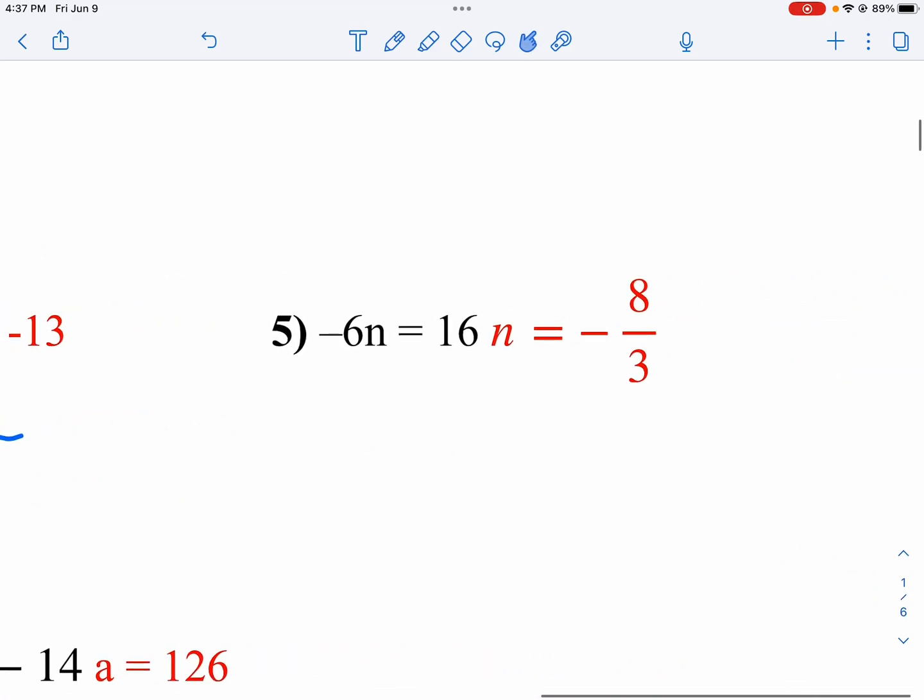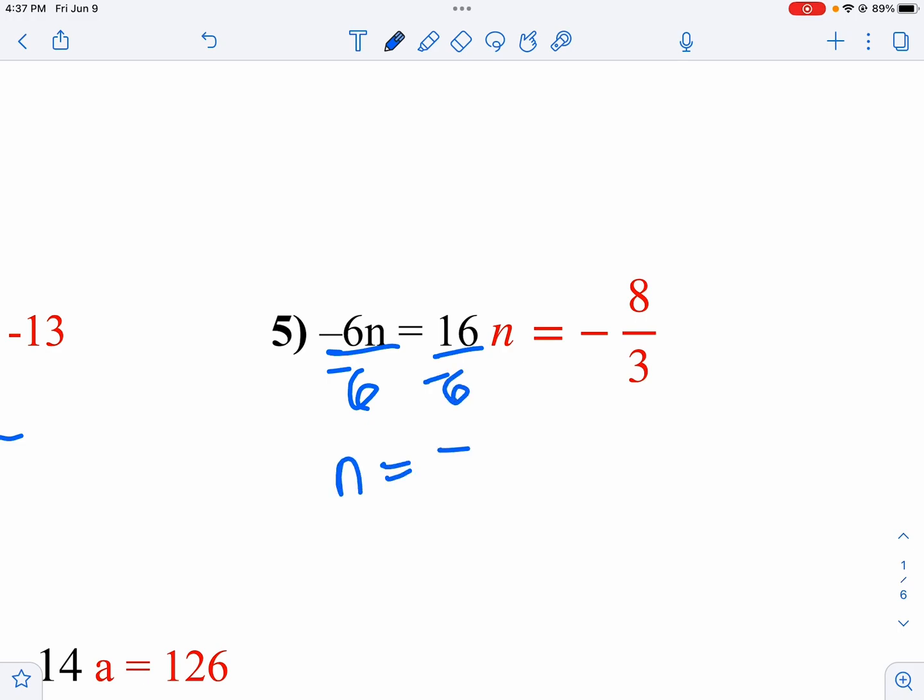Okay, question number 5. Negative 6 times n, so the opposite of multiplying is divide. The only thing is, always write it in reduced form. I don't care where you put the negative. I don't suggest you put it in the denominator. Either out front or put it in the numerator, not the denominator. I think I said that backwards.